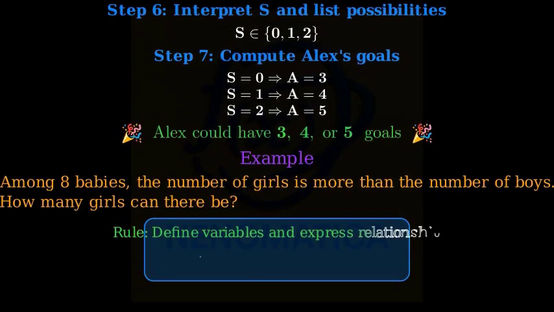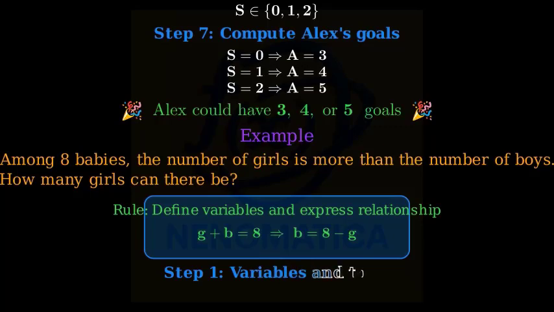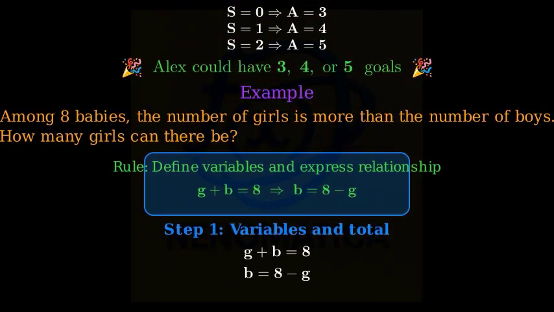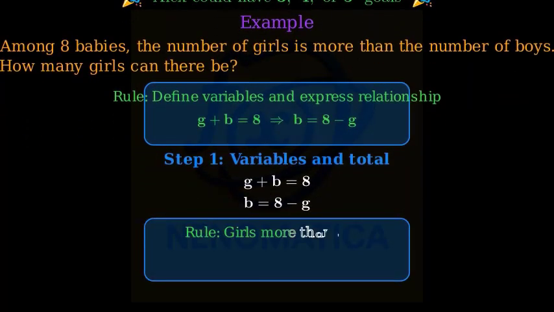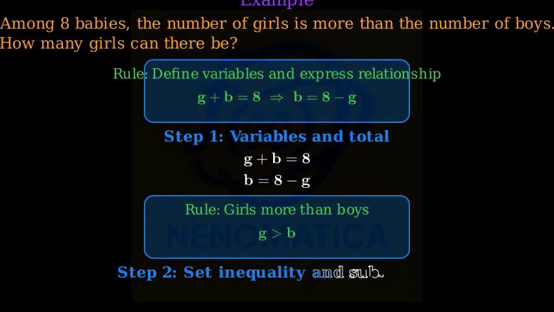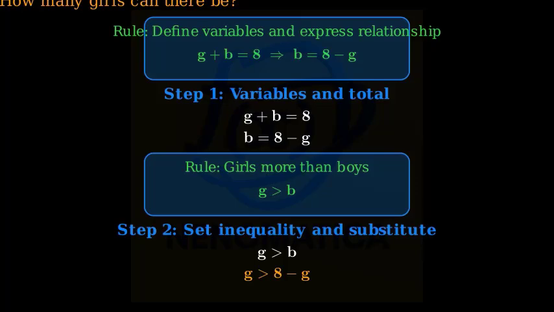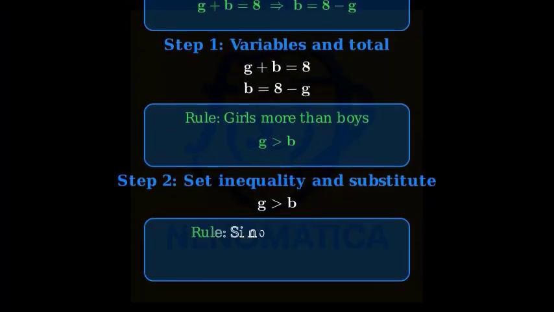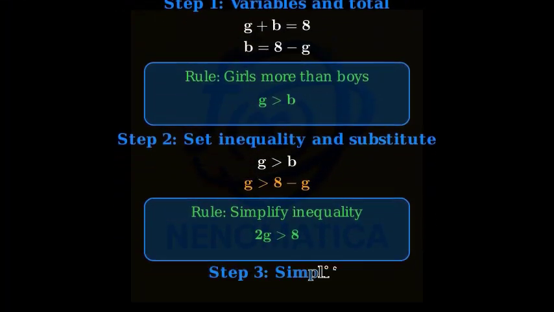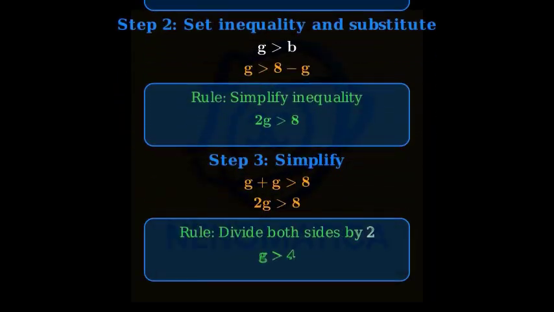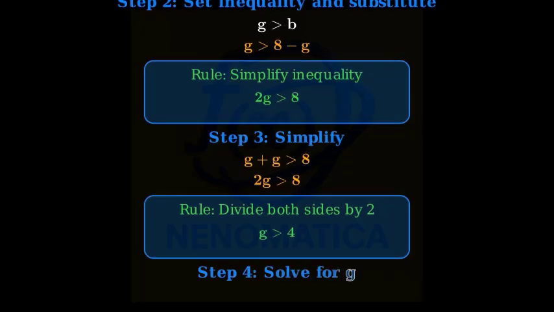Step 1. Let G be the number of girls and B be the number of boys. Since there are 8 babies, G plus B equals 8. Therefore, B equals 8 minus G. Step 2. Girls are more than boys, so G is greater than B. Substitute B equals 8 minus G to obtain G greater than 8 minus G. Step 3. Add G to both sides to obtain 2G is greater than 8. Step 4. Divide both sides by 2, giving G is greater than 4.